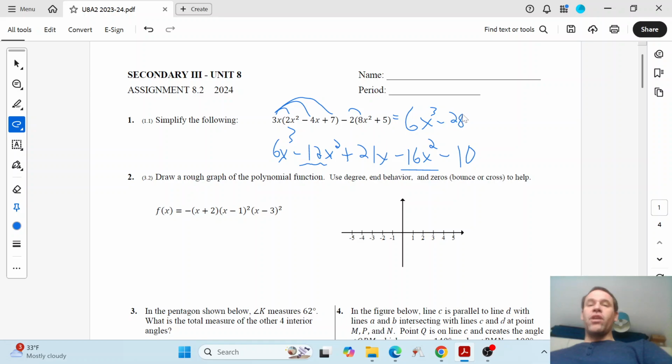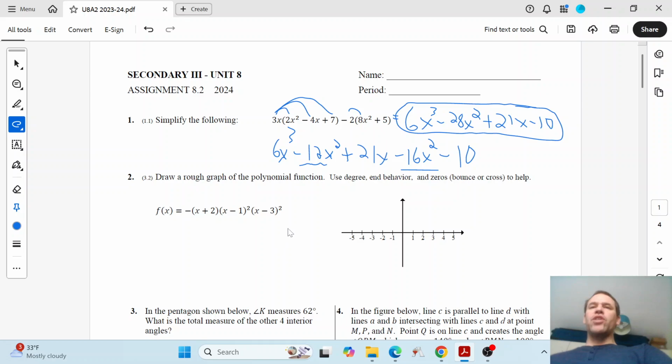Just trying to learn how to write with the mouse instead of my hand. So thanks for your patience while I try to figure that out, but we're doing good so far. So plus 21x and then minus 10. And so that's just simplifying all that out, right? Nice.